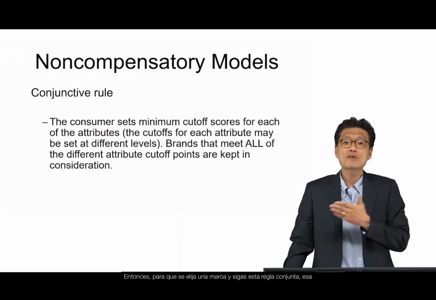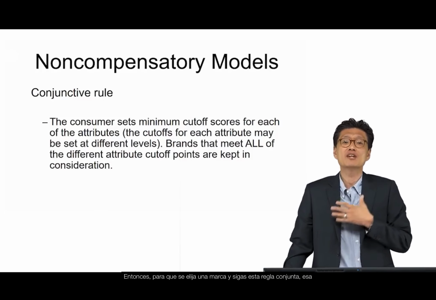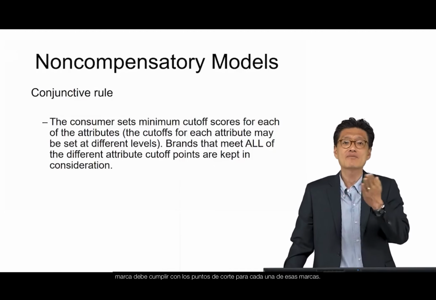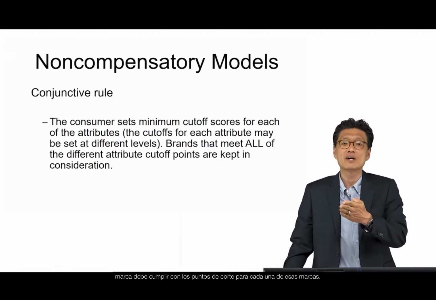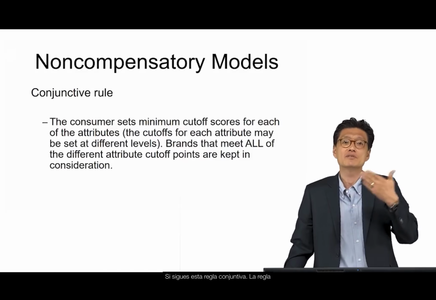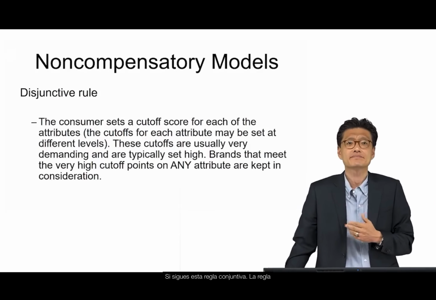So in order for a brand to be chosen, if you follow this conjunctive rule, that brand has to meet the cutoff points for each of those attributes. The brand that meets all the cutoffs for each of these attributes would be the brand that you eventually end up purchasing if you subscribe to this conjunctive rule.